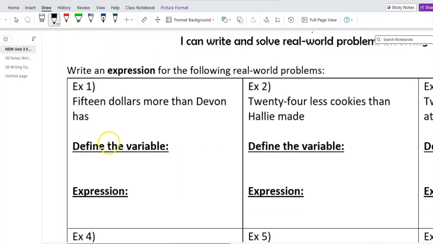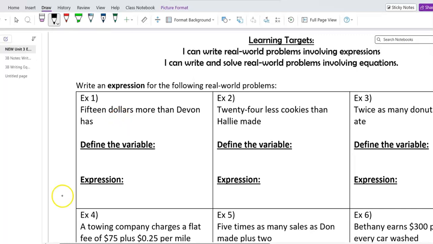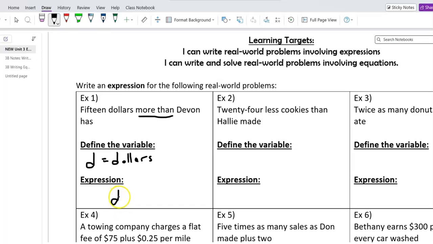First we want to define the variable. Well, we're working with dollars here. We have 15 of them. So D is going to be for dollars. And it says more than. So we have Devin, we have $15 more than, and so we're going to write this as D plus 15.